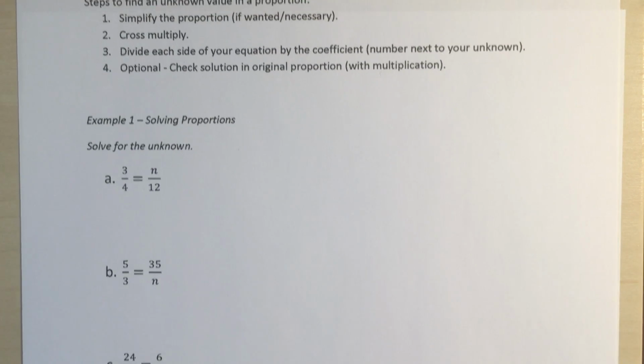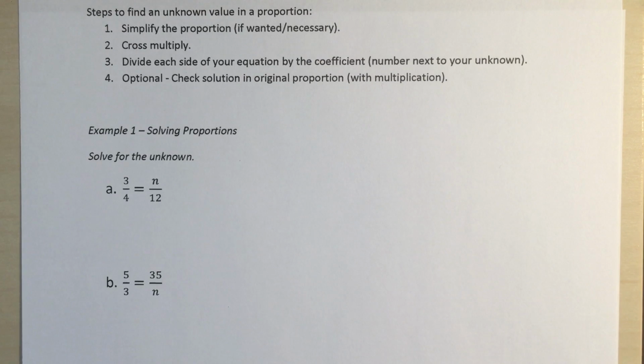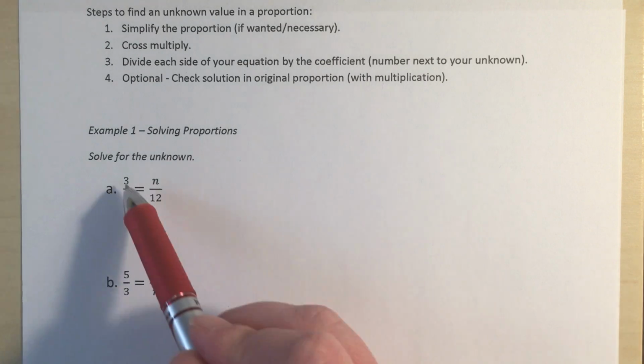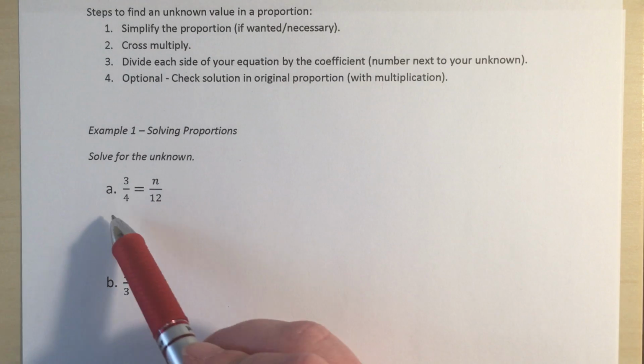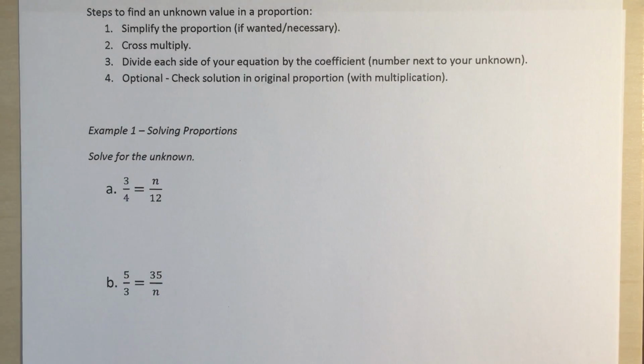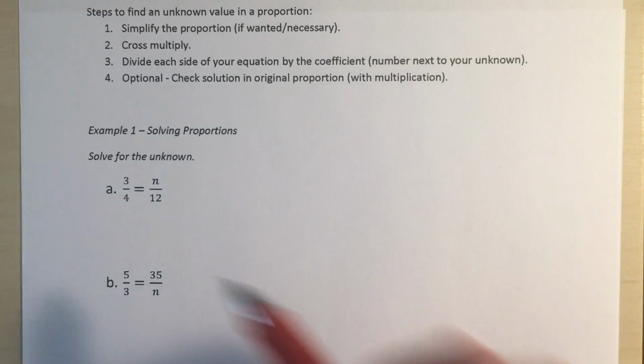So for example 1, we're asked to solve for the unknown. So we're going to multiply 3 times 12 and 4 times n. Now you can multiply in any order that you want to. I usually start with up here. Some of you may choose to work with a variable. It makes no difference. I'll do these a couple of different ways.